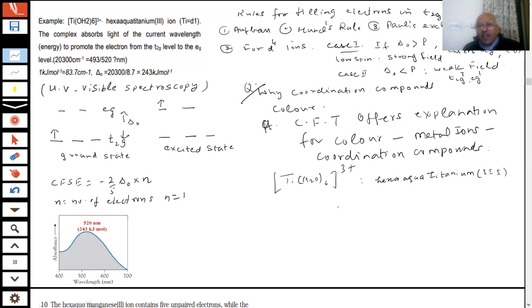Now, in this, the d count is d1, students. And you have told me this is t2g1, eg0. So what happens? It absorbs a wavelength of light, and experimentally, what is the wavelength or the energy required? That is about 20300 centimeter inverse, or in nanometers 493 to 520 nanometer. If you calculate in kilojoules also, you can do it. 81 kilojoule per mole is 83.7 centimeter inverse, and this involves 243 kilojoule per mole of energy.